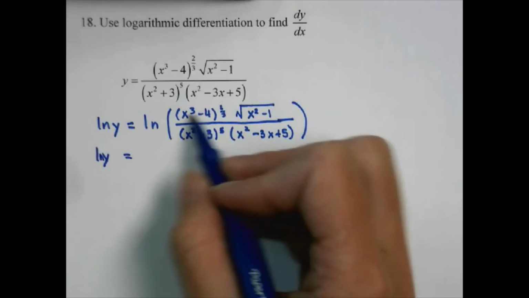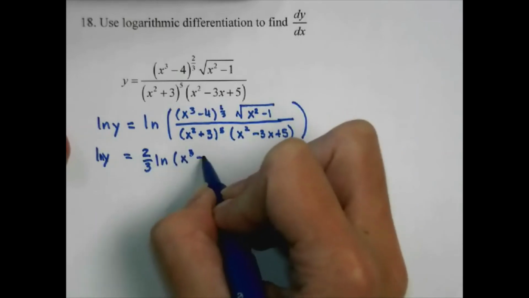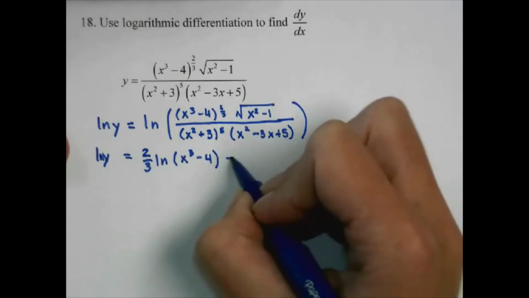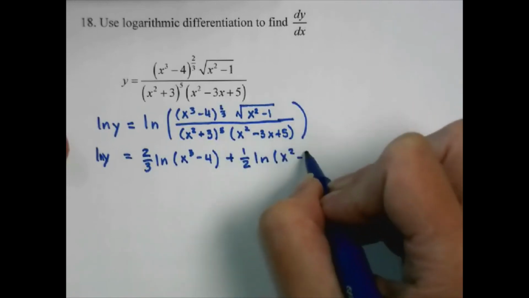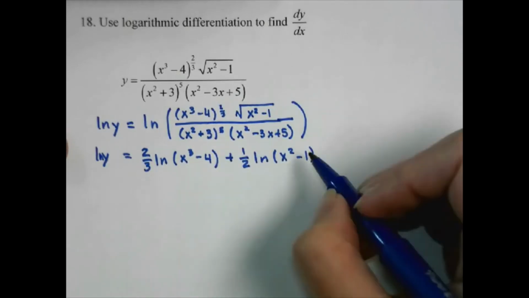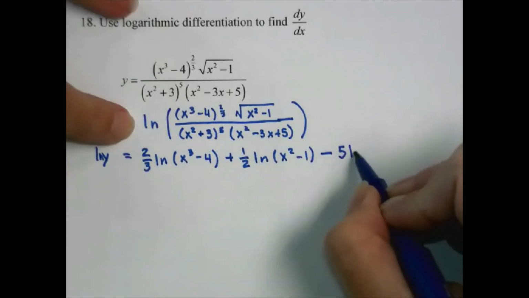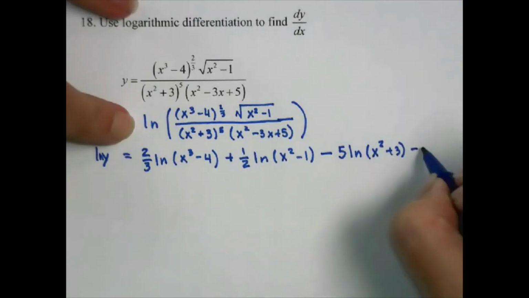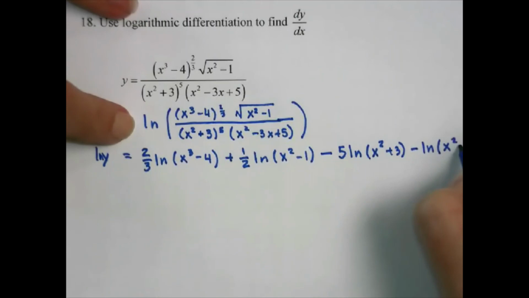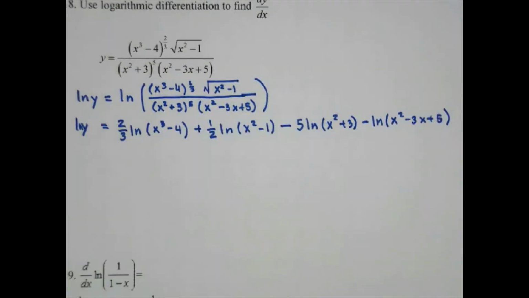So natural log of y equals, the first one is going to be 2/3 natural log x cubed minus 4, plus 1/2 natural log x squared minus 1, minus, now we're on the bottom, 5 natural log x squared plus 3, minus natural log x squared minus 3x plus 5. So now we can do these derivatives quite easily.